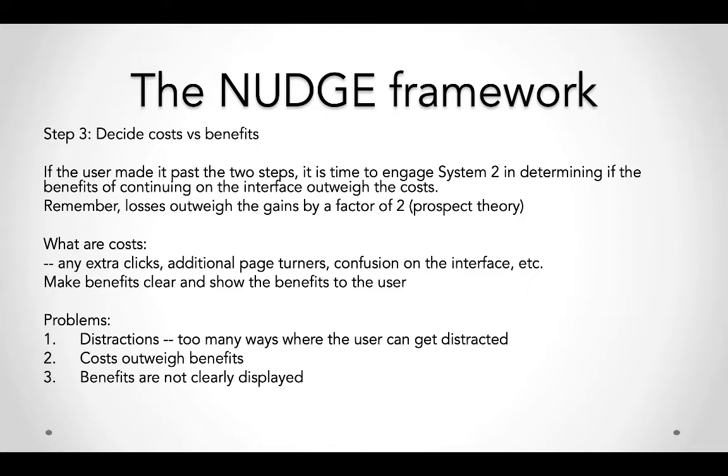Because it's system 2, we have 3 problems that we have to deal with. Again, distractions on the website, on the product, on the online interface. 2, costs outweigh the benefits. If I don't see the benefit, then any cost will add up to my expense account, if you will. And at some point, I have too high of a cost, I've got to get out. So if the benefits are not clearly displayed, I don't see why I'm progressing.